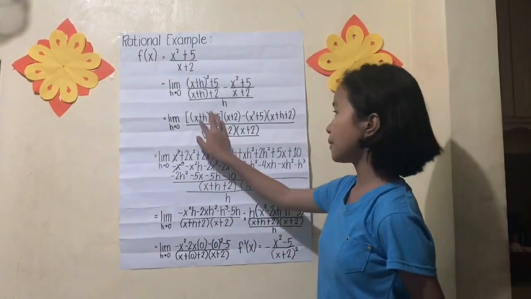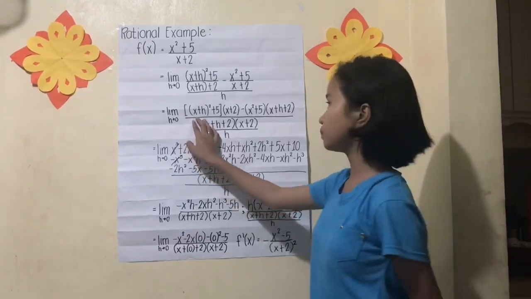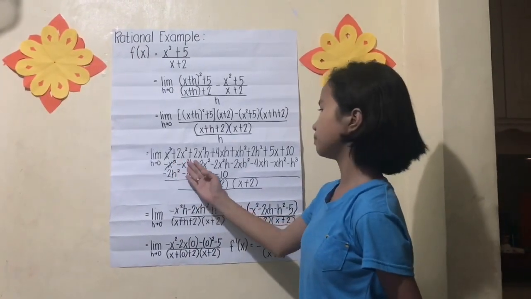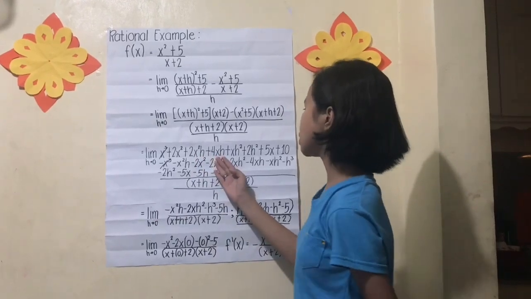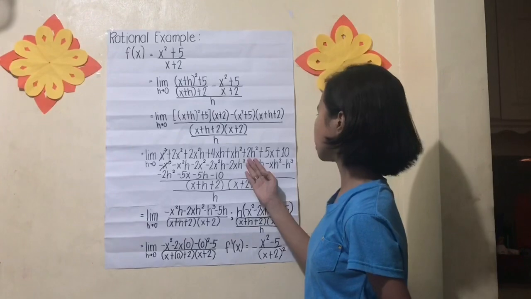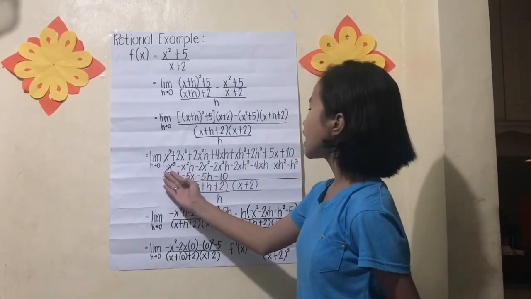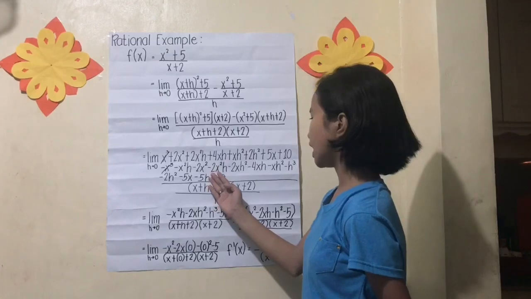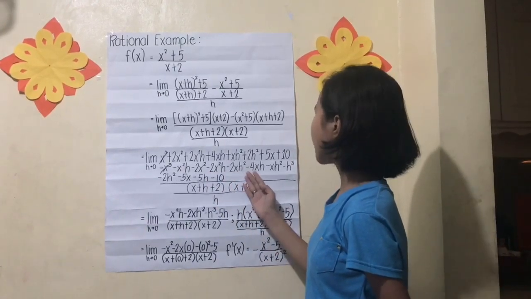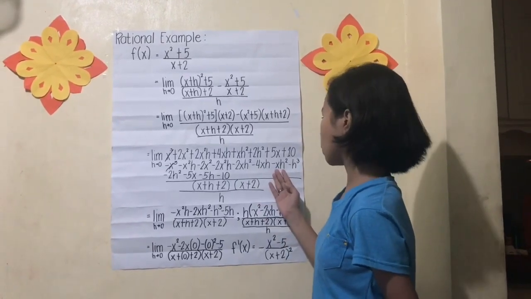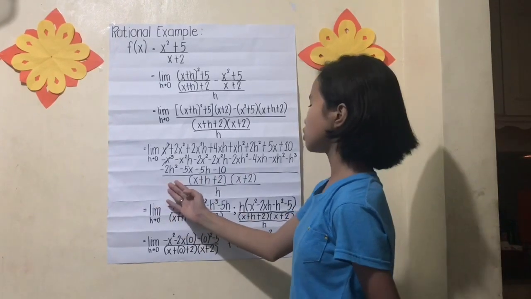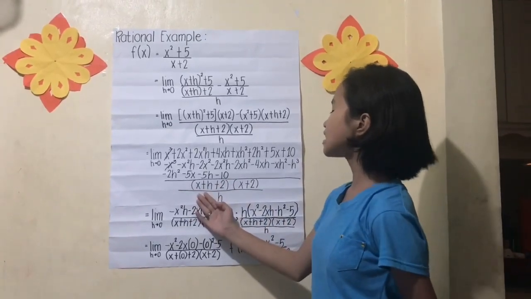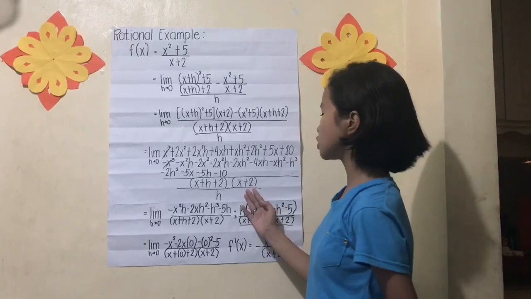After that, we need to expand these terms using the Pascal triangle or the binomial theorem. So we have the resulting answer, the limit of x³ + 2x² + 2x²h + 4xh + xh² + 2h² + 5x + 10 minus x³ minus x²h minus 2x² minus 2x²h minus 2xh² minus 4xh minus xh² minus h³ minus 2h² minus 5x minus 5h minus 10, over (x + h + 2)(x + 2), over h.